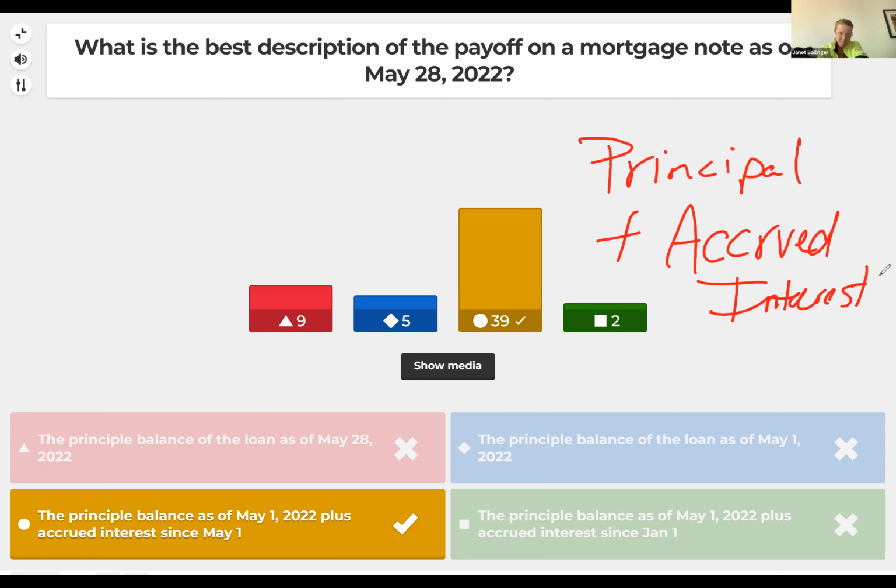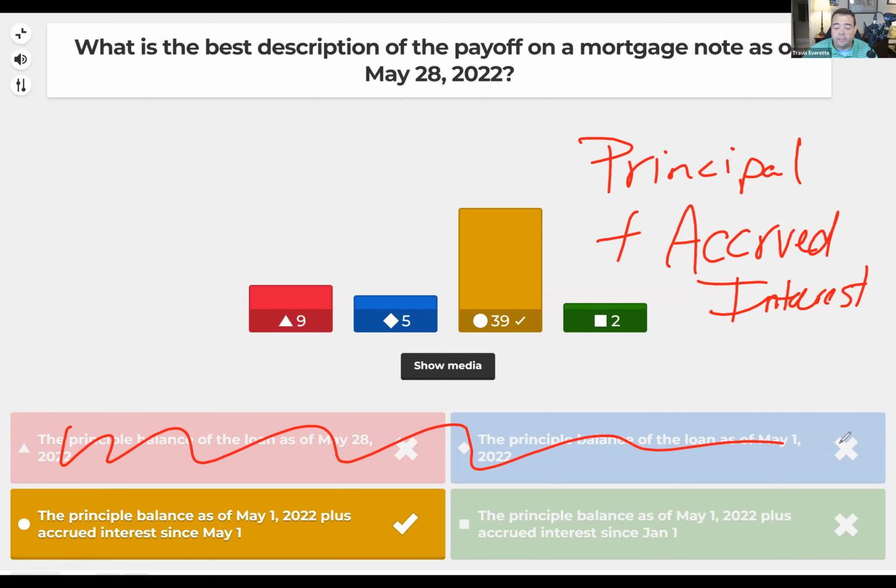Red and blue go away because anytime you're paying off a loan, there's going to be some accrued interest. Even if you pay it off on the first of the month, there's how many days of accrued interest? One. Even after you just made a payment, there's still one day of accrued interest. Does that make sense for everybody? Okay, so those go away because they don't say anything at all about accrued interest.